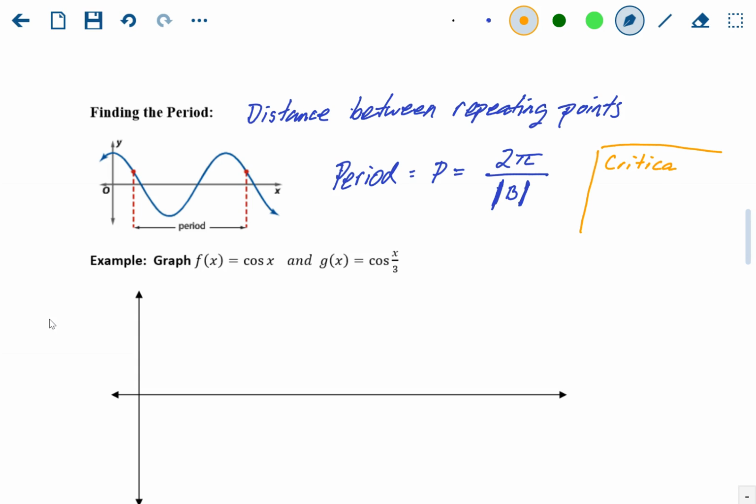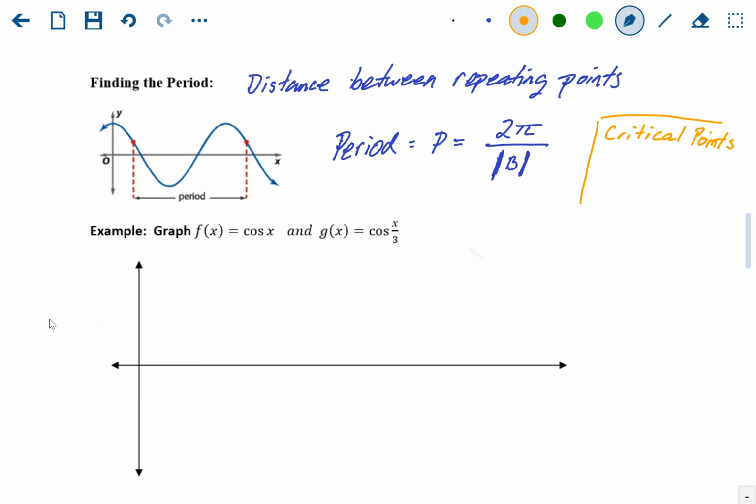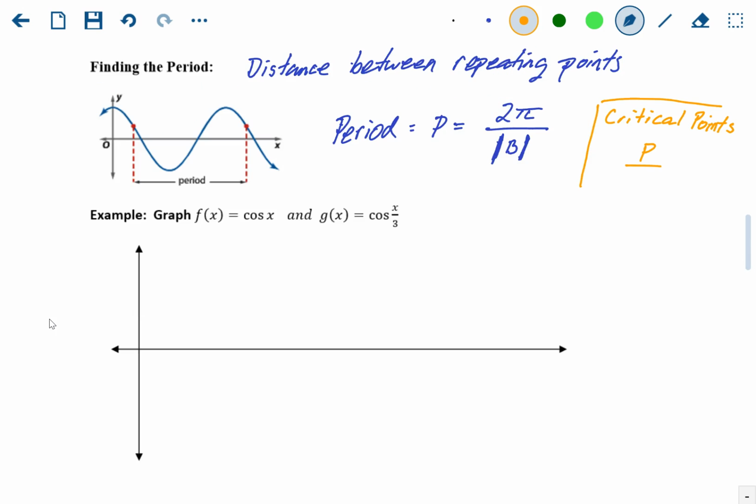Now, on your graphs, there are points we use, we call them critical points. We need 4 of them. So to find the critical points, you just take the period divided by 4. And those are what we use to create our graphs.